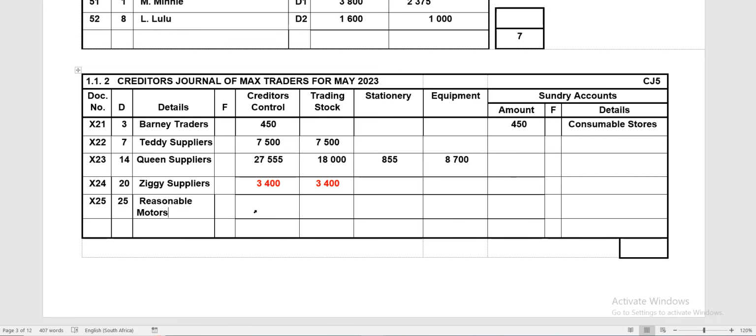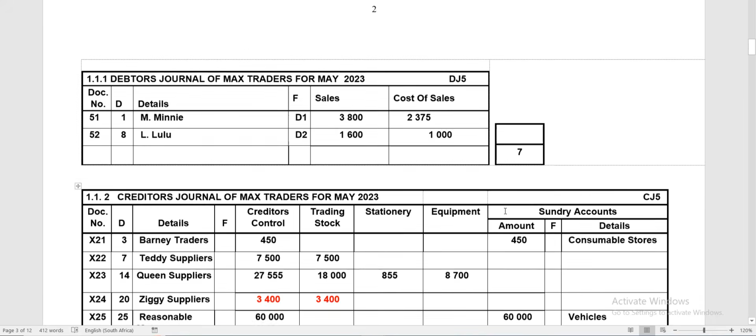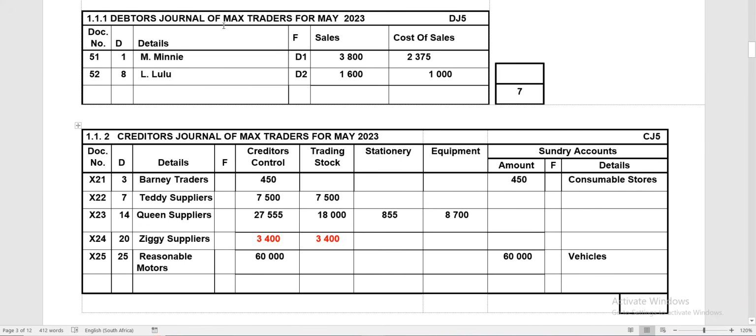And then we only bought from Reasonable Motors on credit for 60,000. So we'll write that 60,000, because we don't have a column for vehicles here. That 60,000 will come under the sundry account here. So we'd say 60,000 and explain that this was for vehicles. Then from there, we are going to check if there's any transaction that will also need to be recorded.